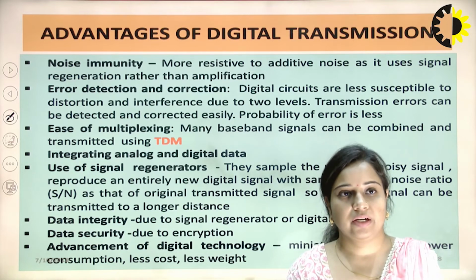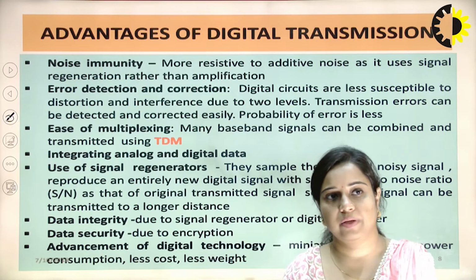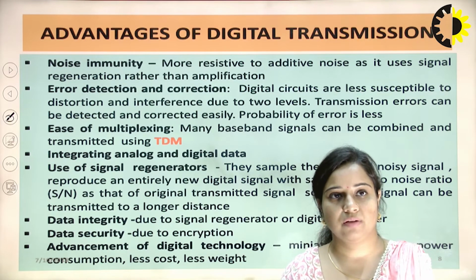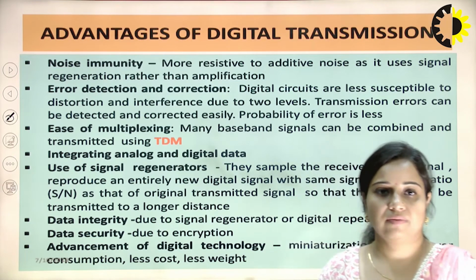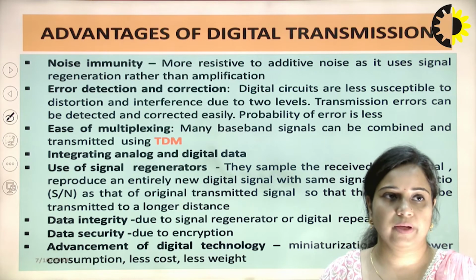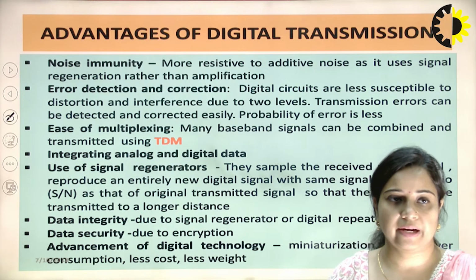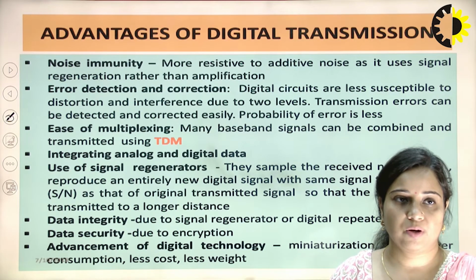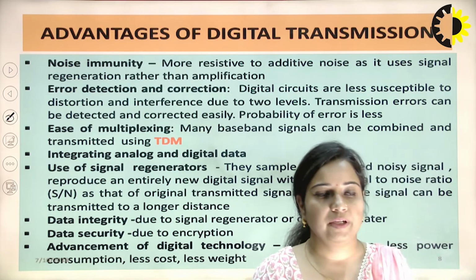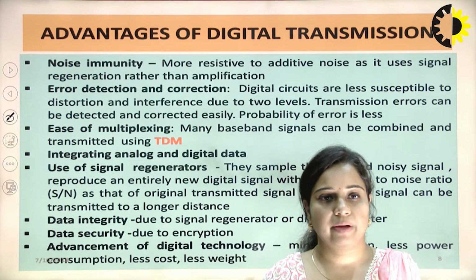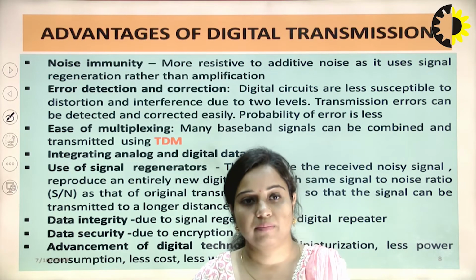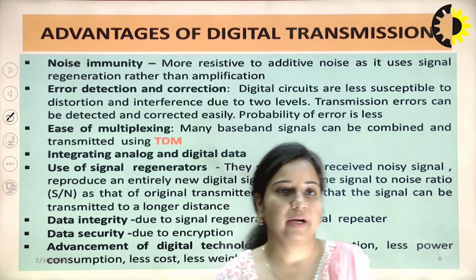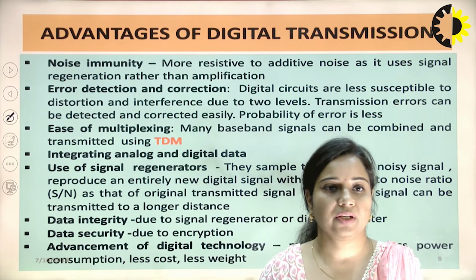Error detection and correction is provided in case of digital transmission. At the receiver side, whatever bits we have received will be checked, and parities will be checked. If it is even parity, then an even number of ones will be there, and even parity will be added. If an odd number of ones will be there, then odd parity will be added. So, this is how the error detection and correction will be there.